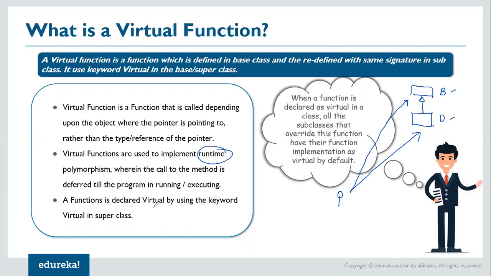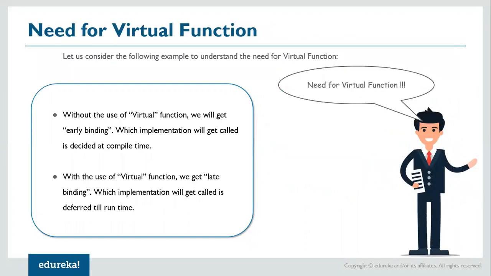Now a function is declared virtual by using the keyword virtual in the superclass. So if you have a function fn, we have to add the keyword virtual with this function, which we will see with an example in some time. Now when a function is declared as virtual in a class, all the subclasses that override this function have the function implementation as virtual by default. So this is a concept that you have to know of. So let's move on to the next slide.